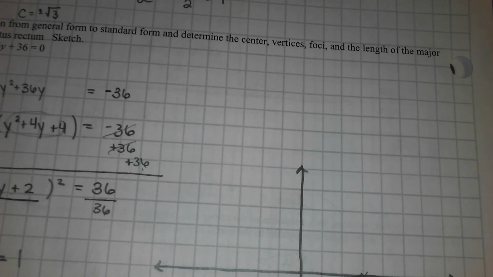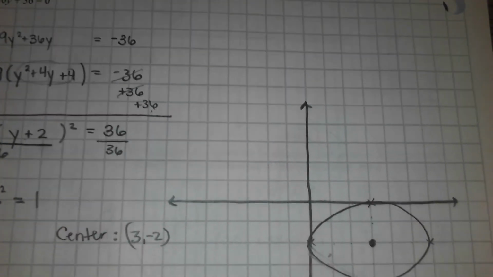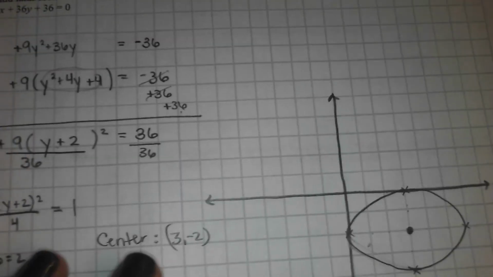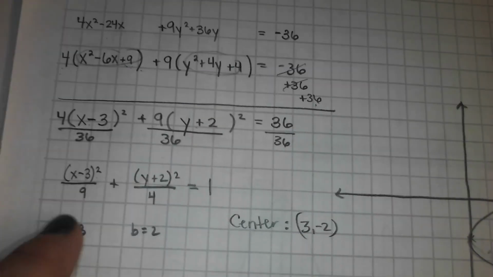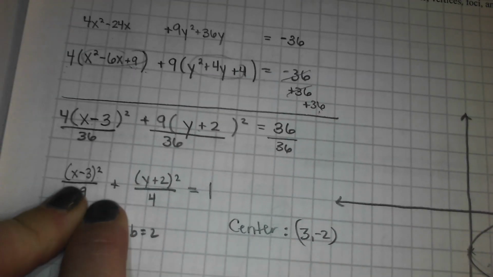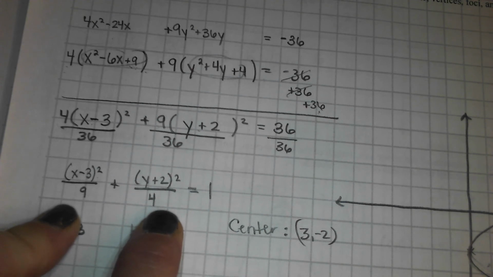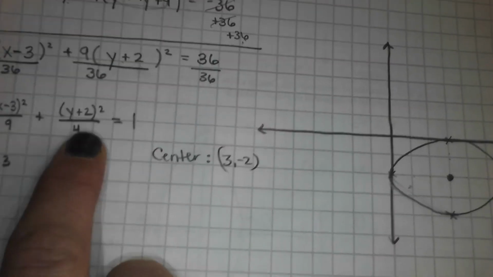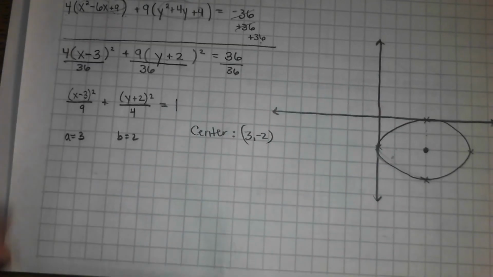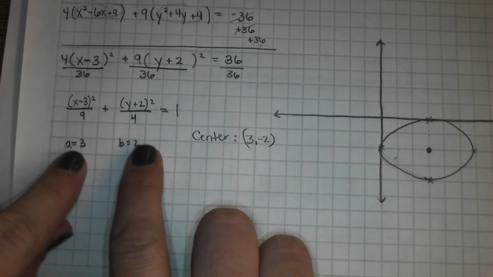Center is 3, -2. Your A is 3, and your B is 2. Good? What step? These two?